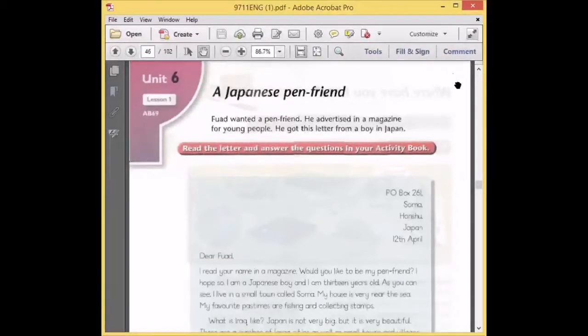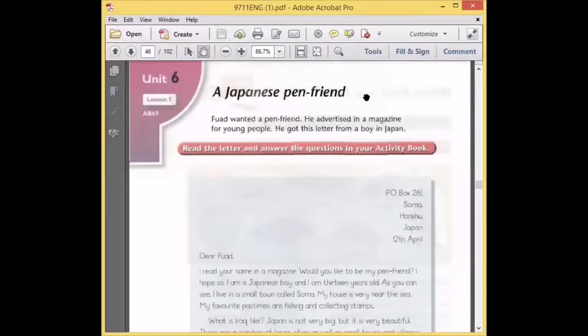So what is meant by advertisement? Or here advertise, he advertised. What is meant by advertised? What is meant by this word? What is meant by advertisement? Yes, exactly, Awab. Awab, write your letters to everyone, not privately, so they can see what you're saying. Yes, exactly, Zen and Awab. So Fuad advertised in a magazine for young people, and this is how he received this letter.